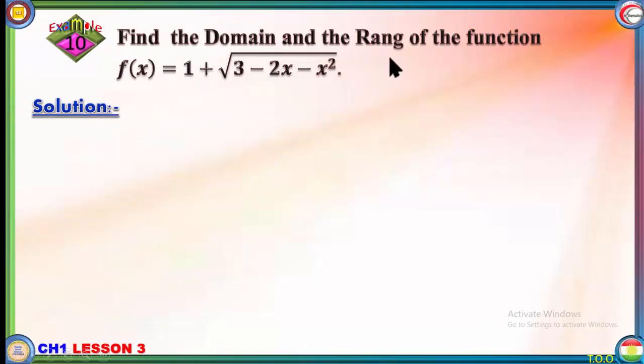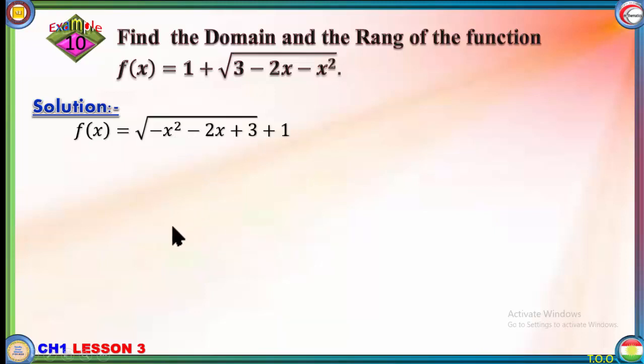Example number 10. Find the domain and the range of the function f(x) equals 1 plus square root of 3 minus 2x minus x squared. First of all, write the function in this way. f(x) is equal to square root of minus x squared minus 2x plus 3, plus 1.